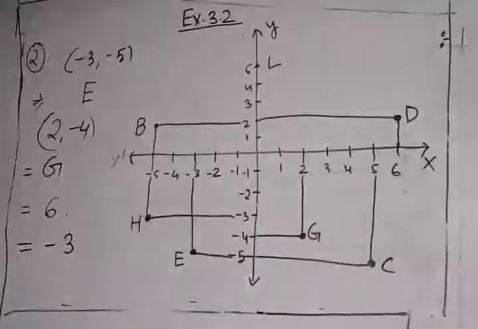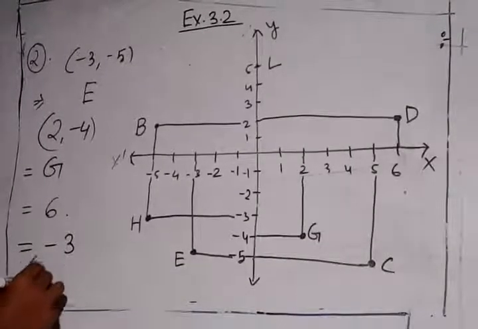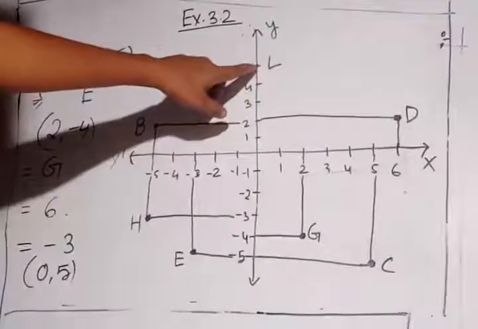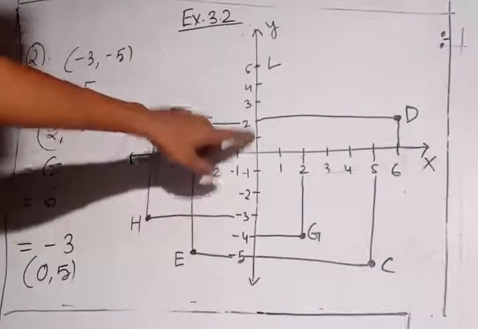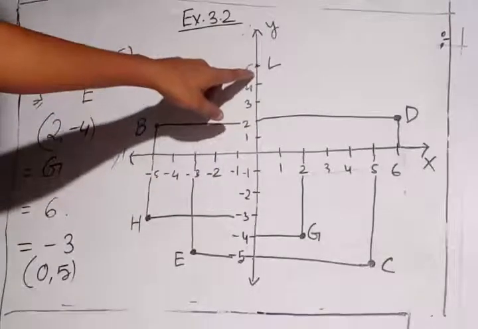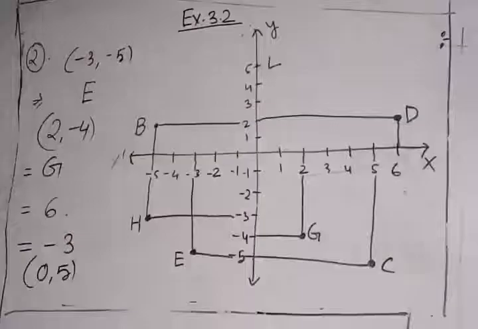That means here x is 0. So it is 0, 5. Y is given. This is 5. X is 0. X will be here. Y will be here. So x is this. Y is this. So it is 0, 5.